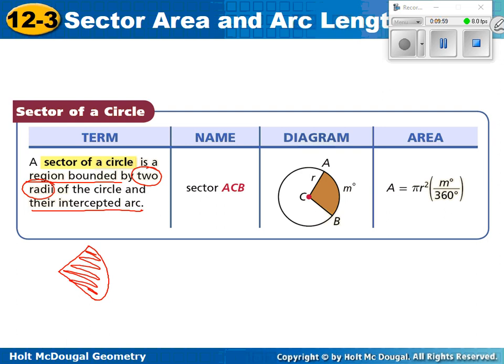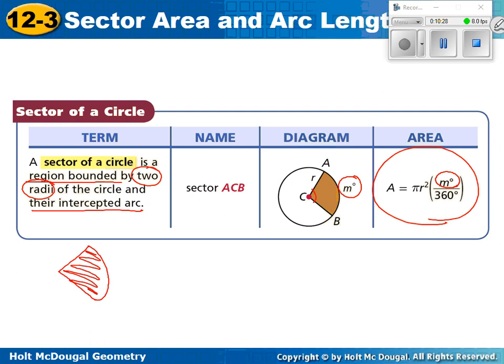Think of it like a piece of pizza. Here's the formula. The only difference between what I wrote on the board and what's up here is they didn't put measure of the arc, they put little m degree, and then in the picture they put that right by the arc. It's the measure of the arc. So don't let that confuse you in your notes, and you may want to change that if it does. Just remember the measure of the arc is the same as the measure of that central angle.